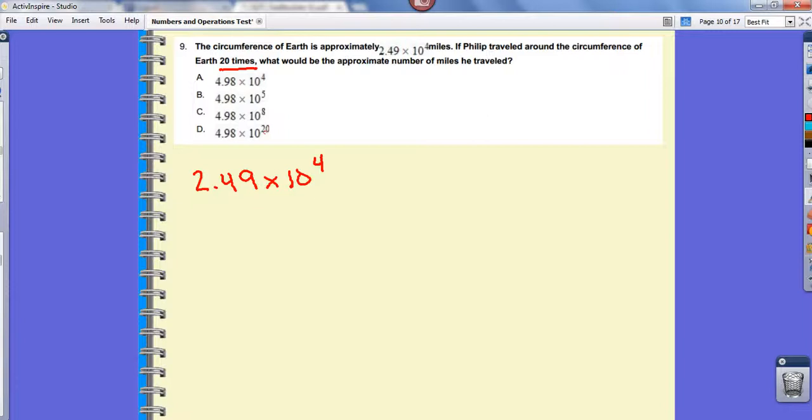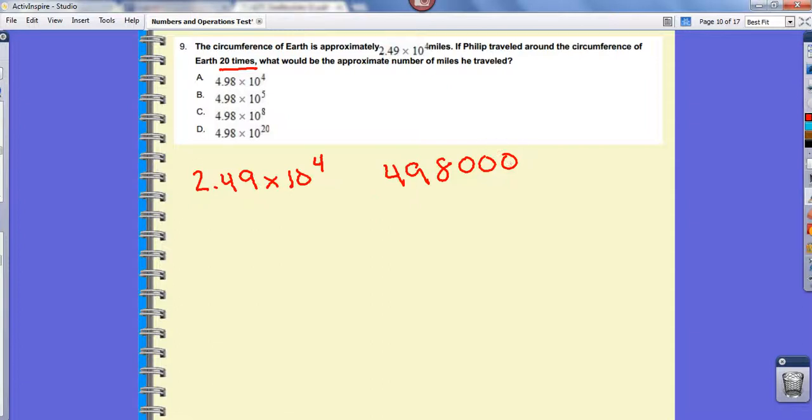Then all I have to do is put 4 in, and then multiply it by 20, and when I do that, I'm going to come up with 498,000. Well, when I look at that, I don't have that solution. So that means I've got to know in the skill how to put this back into scientific notation.